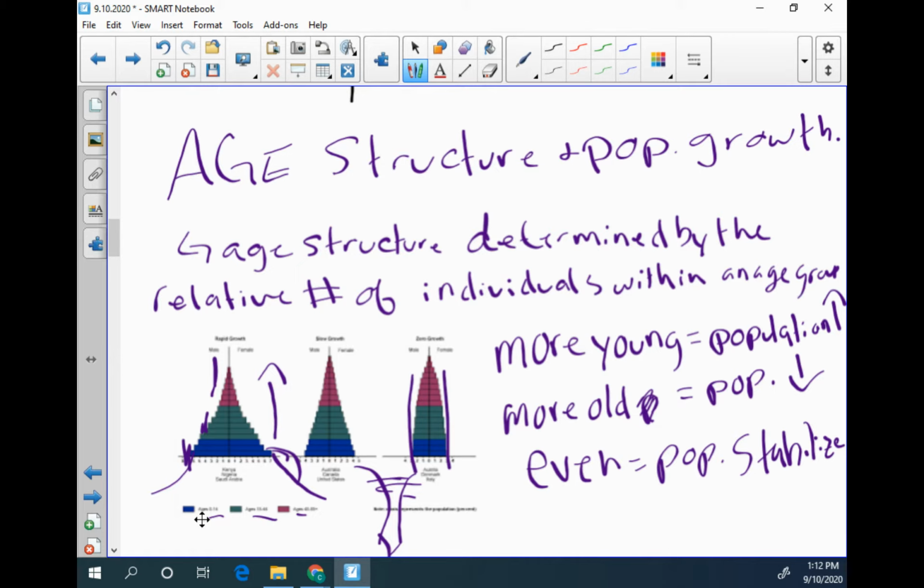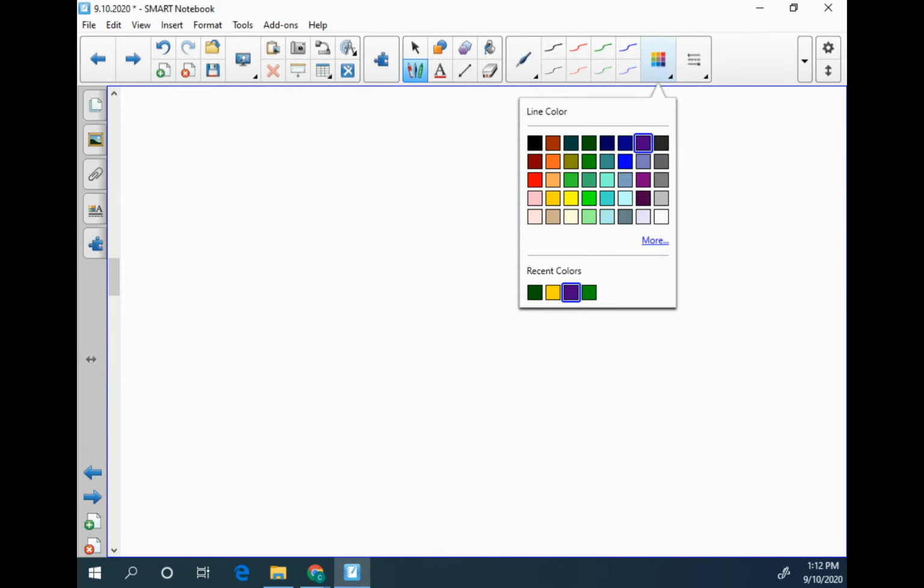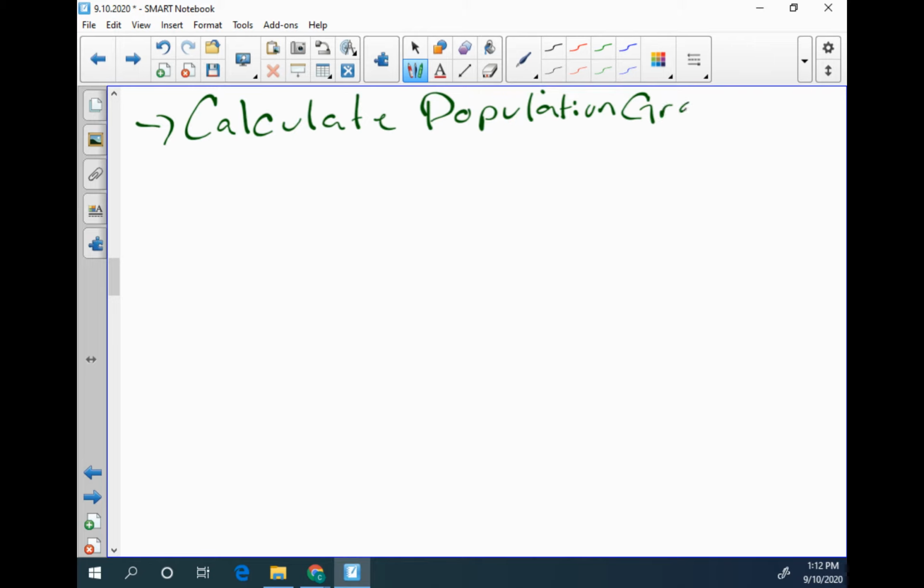We talked about immigration and emigration already. Now we are going to do a little bit of math. So we are going to calculate population growth.